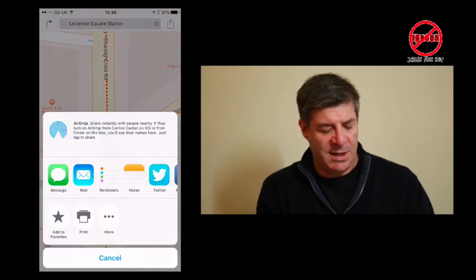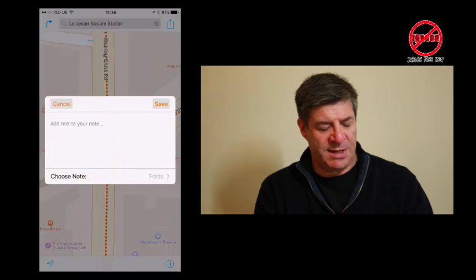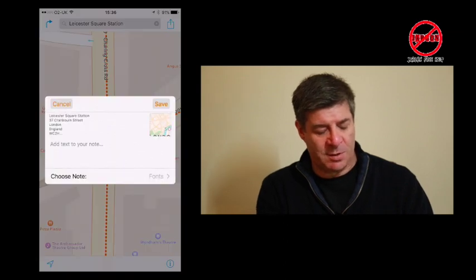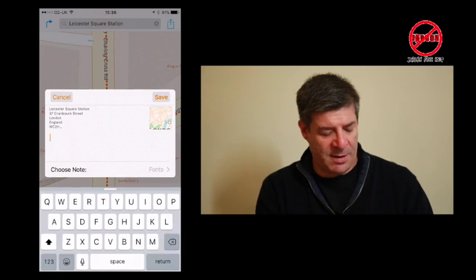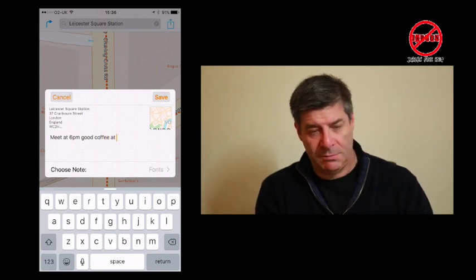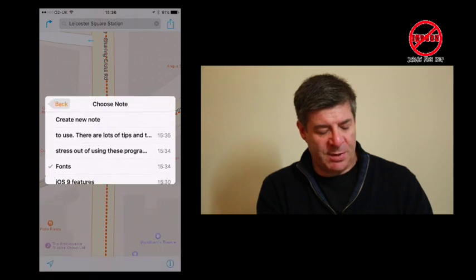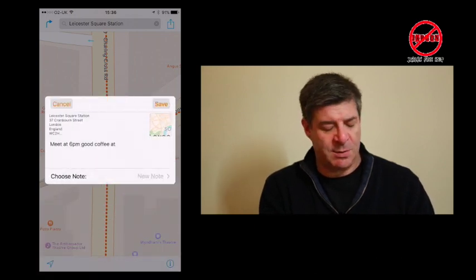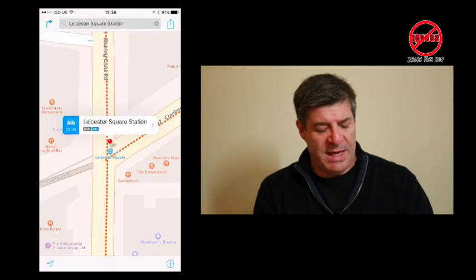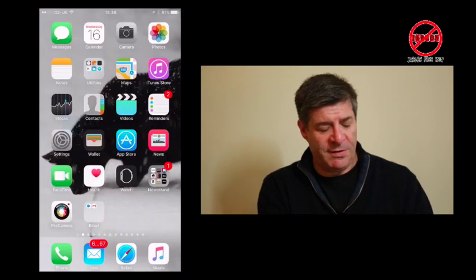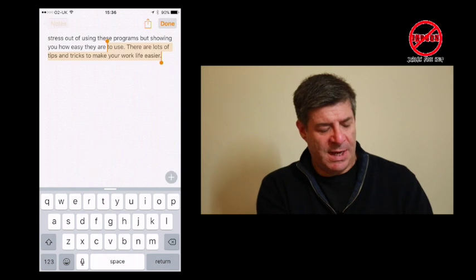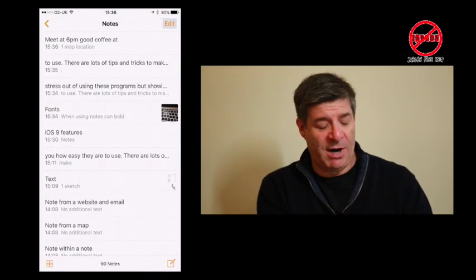If you tap on that, tap on notes, and you'll see that it will now pop up with information Leicester Square. It's got an address, it's got a postcode. I could add in meet at 6 p.m., good coffee at wherever. And I can put that into a new note. I could put it into an existing one, but I do want this one in a separate one. Hit save. You can see it does it really quickly. If I go straight over to notes and back to my notes list, you can see it right there.